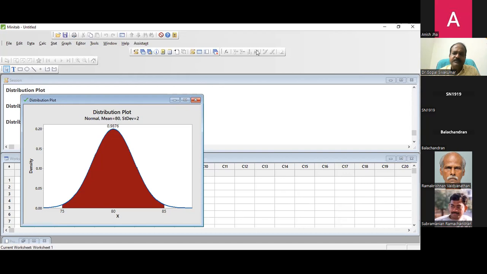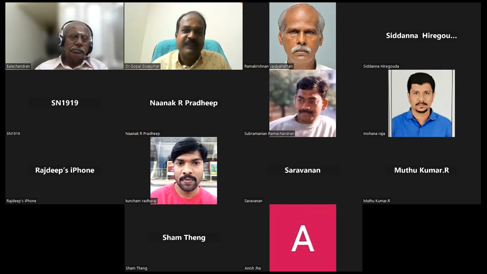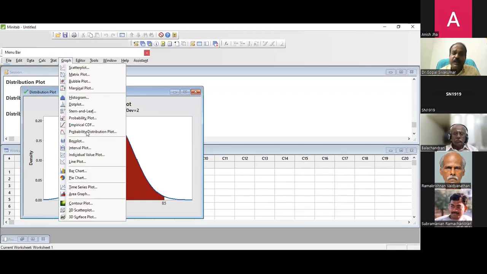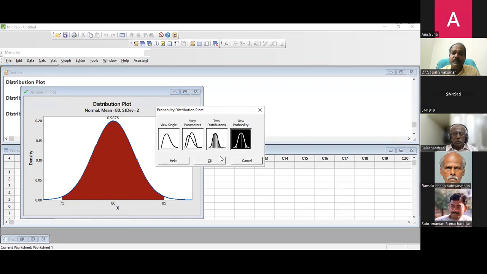When we started, there was a question: if the standard deviation is high, automatically the curve will go very lean? Correct. Standard deviation high means the dispersion is high, variation is more. Standard deviation very high means variation will be more. Let me increase the standard deviation. Graph, probability distribution plot, view probability.